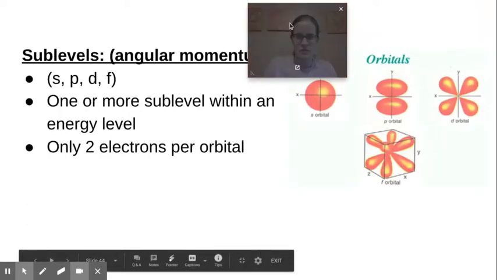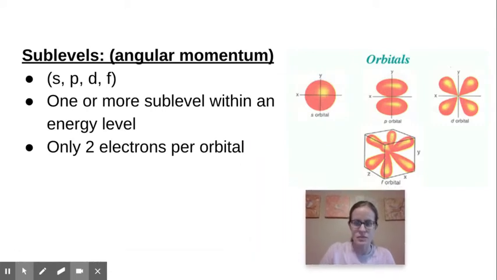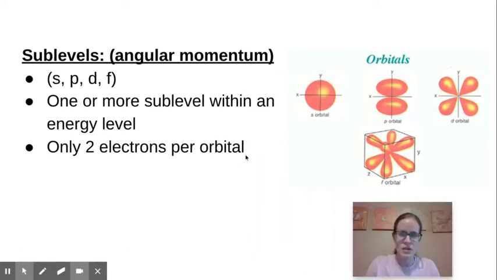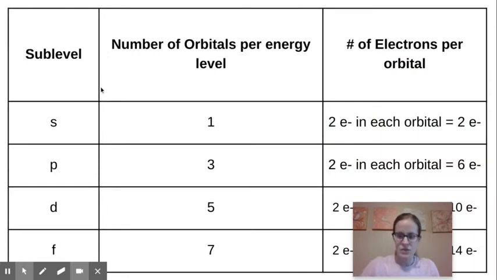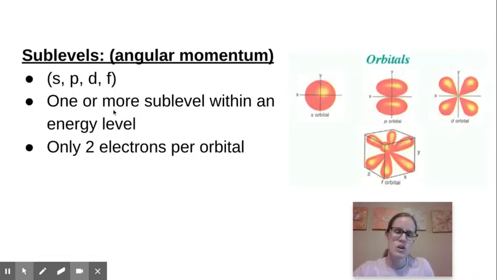Okay, so these sublevels again, or the angular momentum. They're S, P, D and F. You have one or more sublevels within an energy level. We'll get to those specifics later. And you can only have 2 electrons in one of these orbitals. So here are the shapes. Your S orbital is just a spherical orbital. Your P looks like this, kind of like an hourglass. Your D kind of looks like this clover shape. And then your F looks like this.